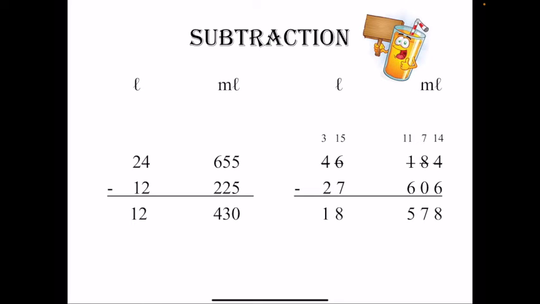So now we will subtract from the extreme right. 5 minus 5, yes, it is 0. 5 minus 2, next column, answer is 3. Again moving on to the next column, 6 minus 2, that is equal to 4. Now moving on to the liters column. 4 minus 2, yes, it is 2, and 2 minus 1 is 1. So your answer is 12 liters 430 milliliters. Understood, children?